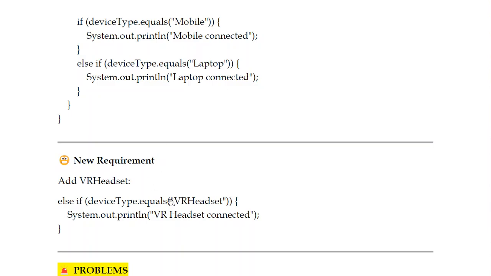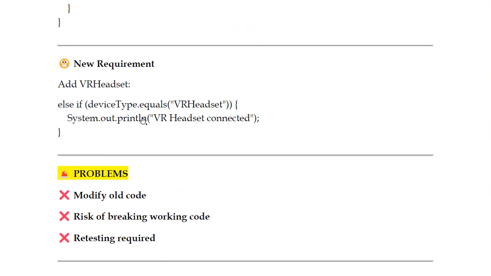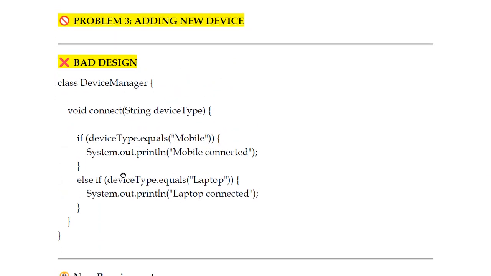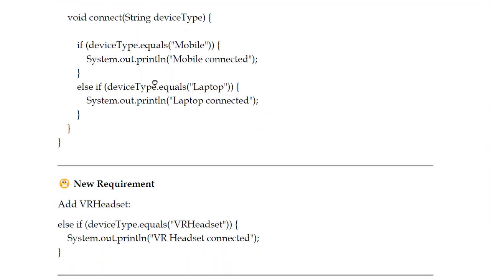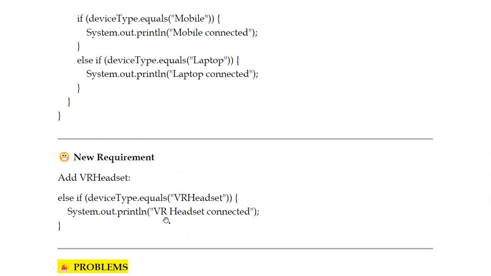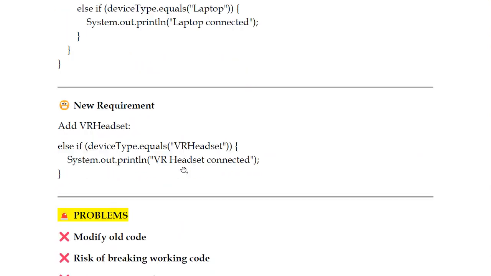Added to this, we have one more requirement also. VR headset is coming, you are going to add it. We already discussed this type of problem in our previous session itself. If new devices are coming, automatically the code size also increases. So modify the old code. Since this is already old code, and we are going to add new devices like tablet, VR headset, whatever it is, retesting is required. Am I right? Because you are breaking the working code itself.